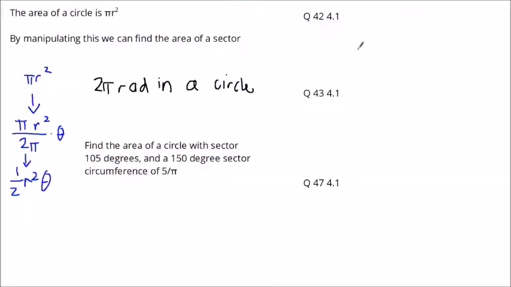Next, page 5. The area of the circle is pi r squared. Now, this probably won't be emphasized. It might be emphasized in the test, but it might not. But the area of the circle is pi r squared. So if we want to manipulate this, we can find the area of a sector instead. So we have pi r squared, and then we all know that there's 2 pi radians in a circle. So we have to multiply by theta and 1 over 2 pi if we want theta to be 1 radian.